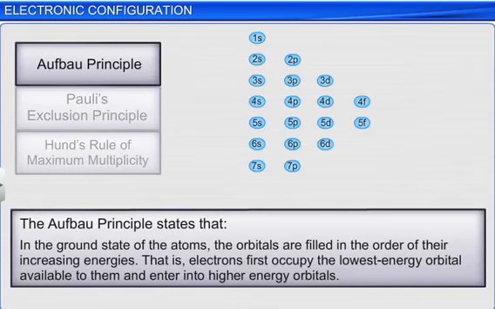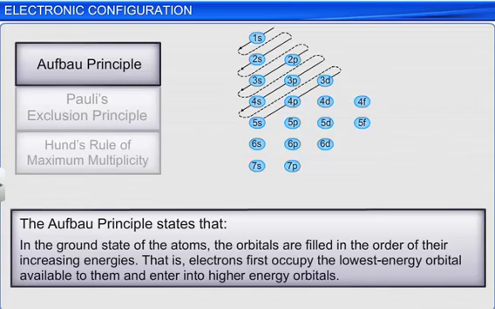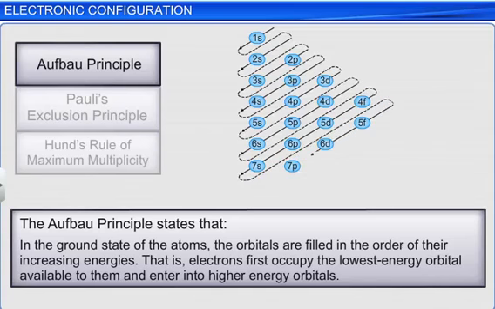First is the Aufbau principle. It states that in the ground state of the atoms, the orbitals are filled in order of their increasing energies. In other words, electrons first occupy the lowest energy orbital and then enter into successive higher energy orbitals. The electrons enter into various orbitals in an increasing order of n plus l value.